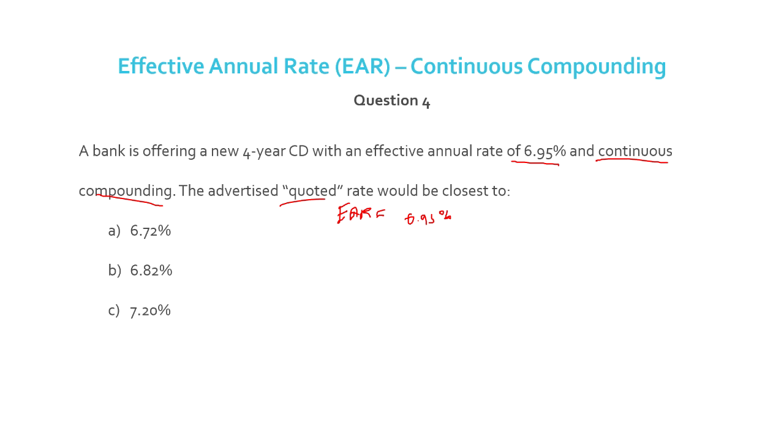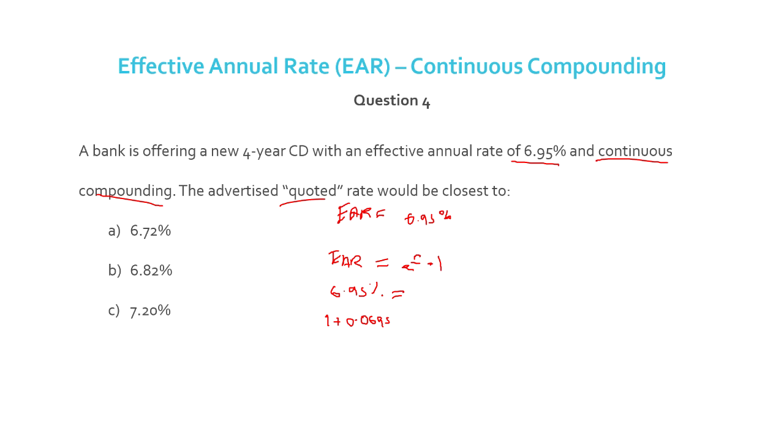When we deal with continuous compounding, our EAR is actually equal to e, as in the constant e, raised to the power of R, minus 1. So we're given our EAR here of 6.95%, and we actually need to try and find what R is equal to. So to get rid of the 1, we bring that across. So we get 1 plus the 6.95%.